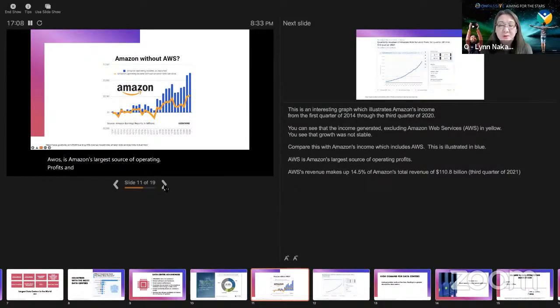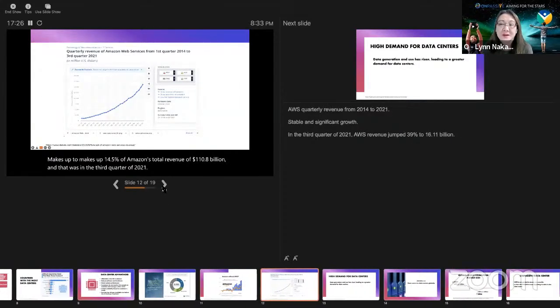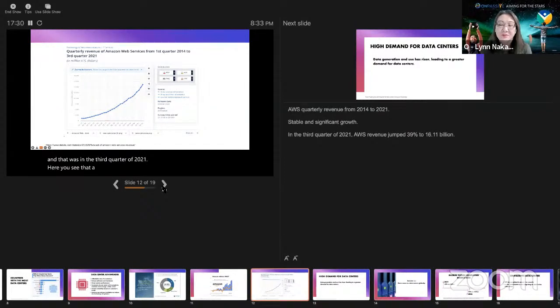AWS is Amazon's largest source of operating profits. And AWS's revenue makes up 14.5% of Amazon's total revenue of $110.8 billion. And that was in the third quarter of 2021. Here you see that AWS's quarterly revenue from 2014 to 2021 was very steady. It grew, it was stable, and there was significant growth. And in the third quarter of 2021, at the end of that graph, AWS's revenue jumped 39% to $16.11 billion US dollars.